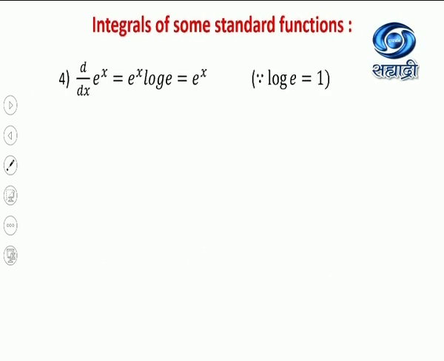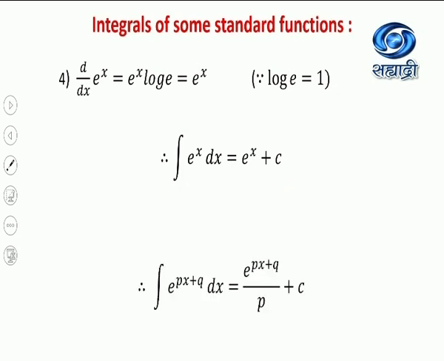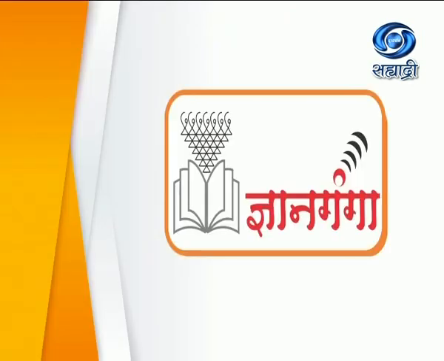Plus c is compulsory. We all know that derivative of e raised to x is e raised to x into log e, but log e is 1. So derivative of e raised to x is e raised to x. Similarly, integration of e raised to x is also e raised to x plus c. Now if it is e raised to px plus q dx, so it will be e raised to px plus q upon p plus c.